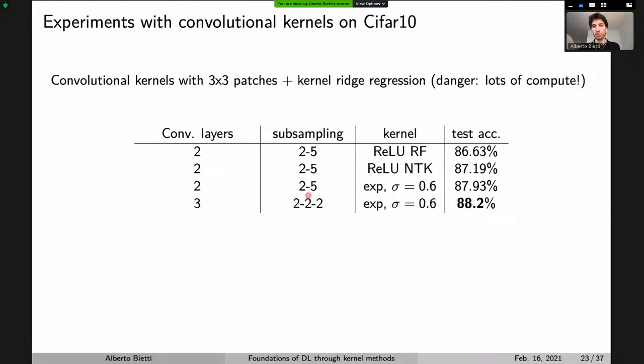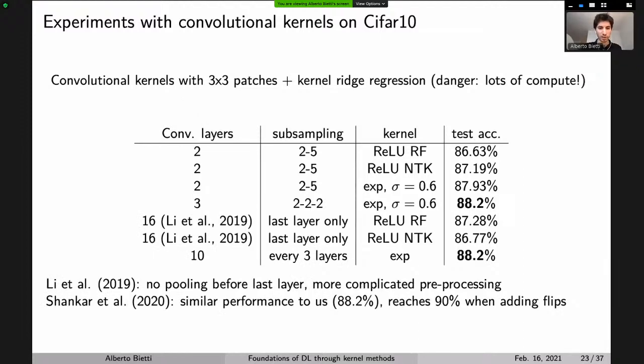And here, if you just use a Gaussian kernel, I'm just showing that basically the NTK here is not a big picture, because if you use a Gaussian kernel, you actually get better. And if you use 3 layers, you get 88.2, which is maybe state of the art for kernel methods on this task. At least according to this last paper here, the Shankar paper. So it's Ben Recht's team, the student.